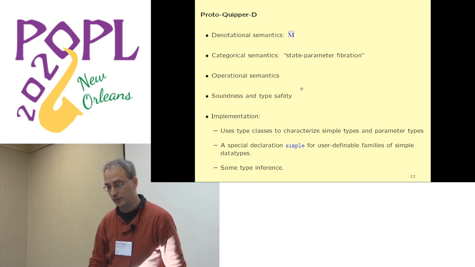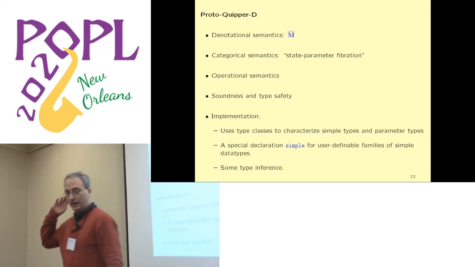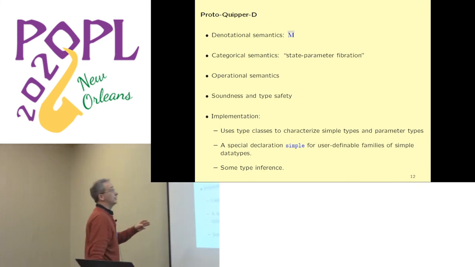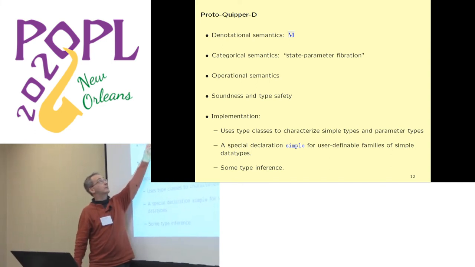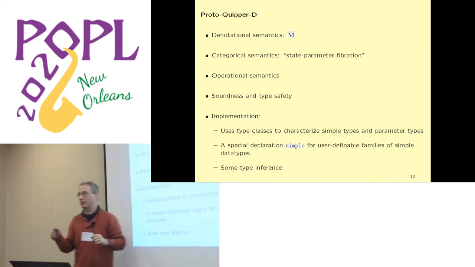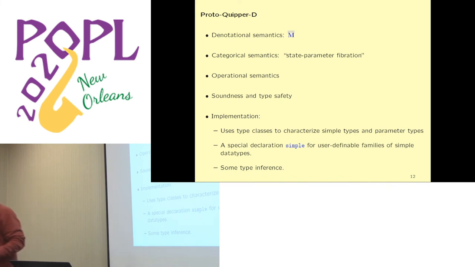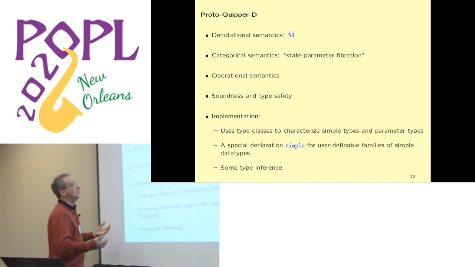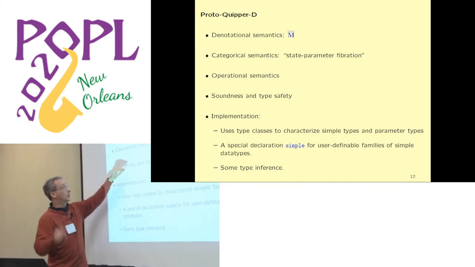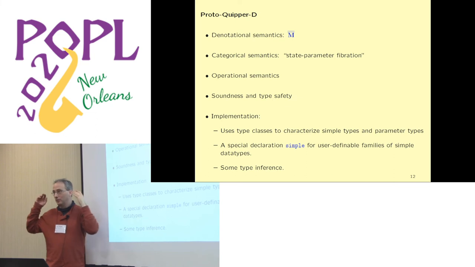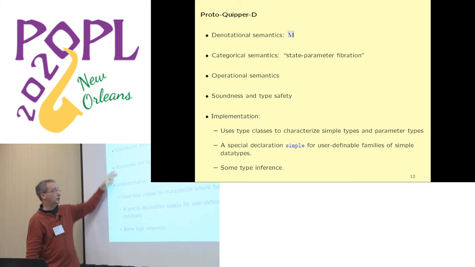And it has a denotational semantics, and it has a categorical semantics, which we just submitted to LICS. It's called a state parameter fibration, and it uses Grothendieck fibrations, and it's extremely technical and complicated, but cool, okay? But I'm not going to talk about that. Our language has an operational semantics. We proved soundness and type safety. So actually, whatever goes well at compilation time, you will not have runtime errors in this language.